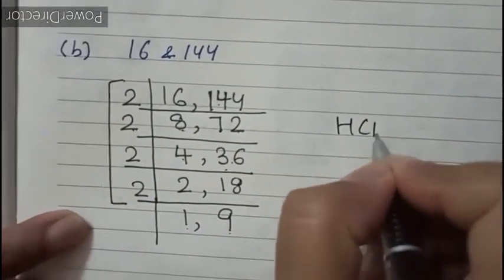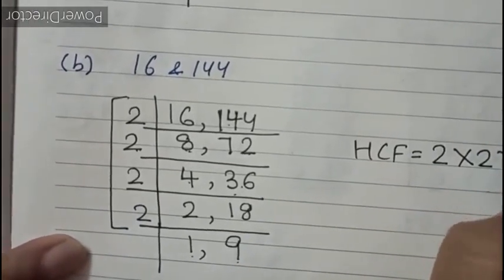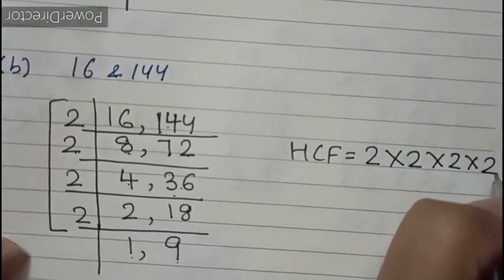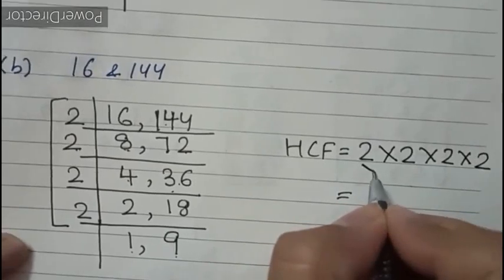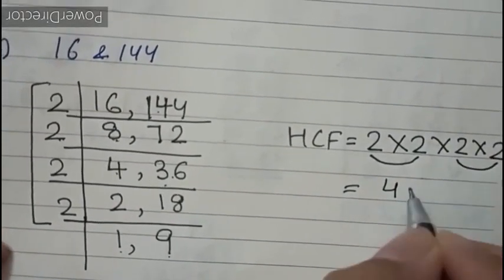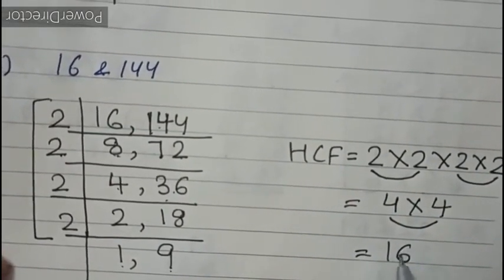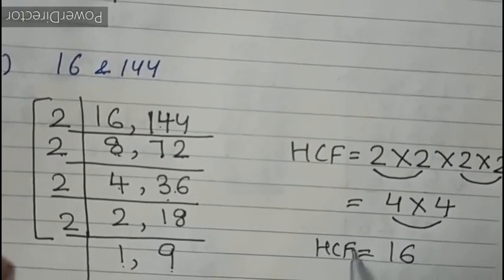So HCF is equal to 2 multiplied by 2 multiplied by 2 multiplied by 2. Let's multiply. 2 2s are 4. Here also 2 2s are 4. Multiply them. 16 is your HCF.